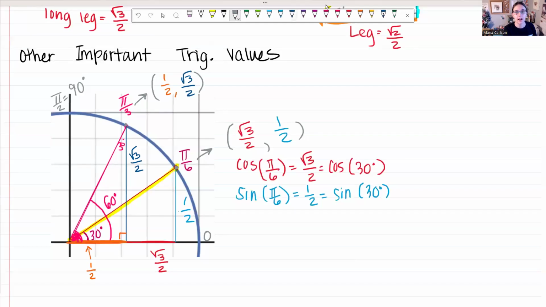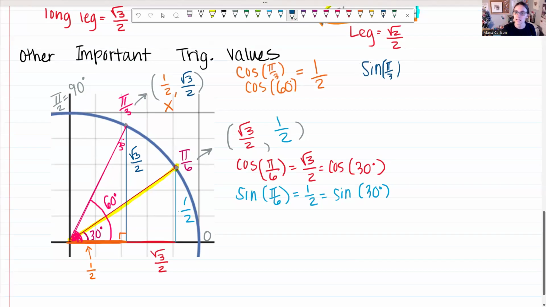So from here, then, I can find the cosine of pi over 3. So this tells me then that the cosine of pi over 3, or the cosine of 60 degrees, both of these are equal to 1/2, the x value. And sine of pi over 3, or sine of 60 degrees, is the opposite side over the hypotenuse, which is square root of 3 over 2.